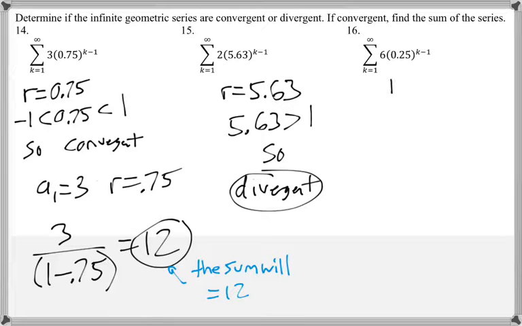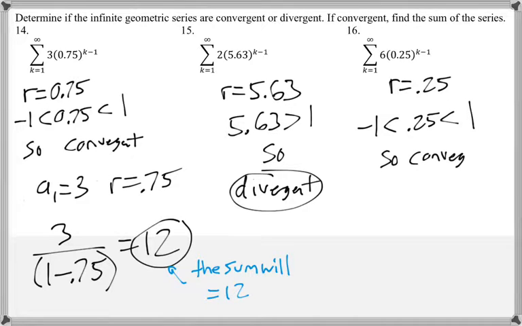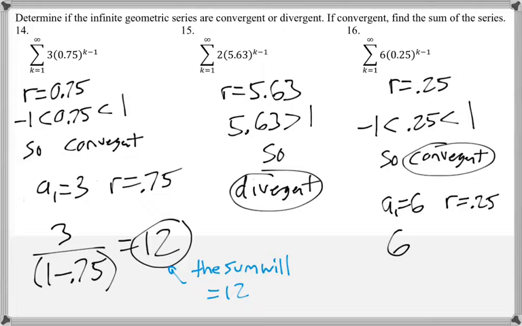On 16, r is equal to 0.25, and 0.25 is between -1 and 1, so this is convergent. And a1 is 6, r is 0.25, so if we plug those into our formula, we find that the series converges to the value 8.